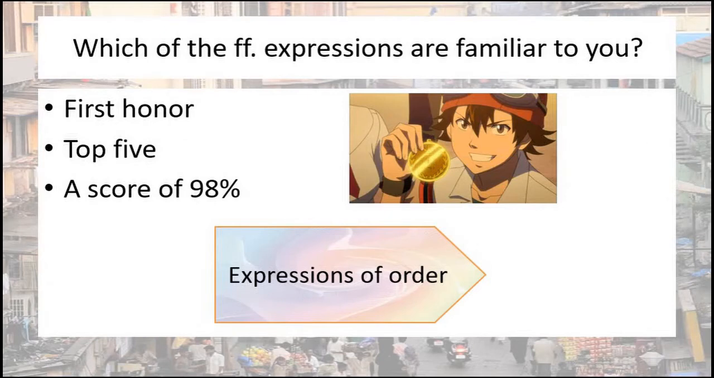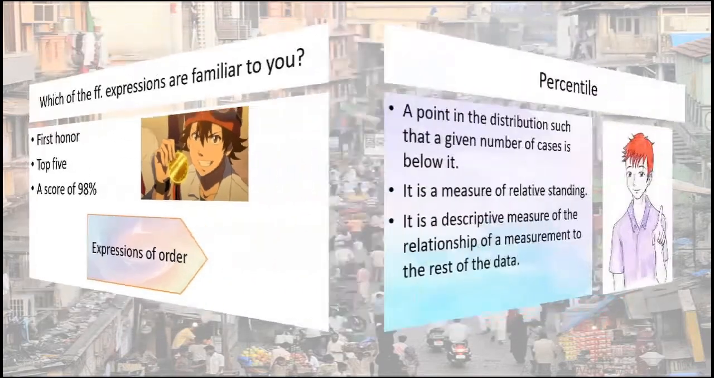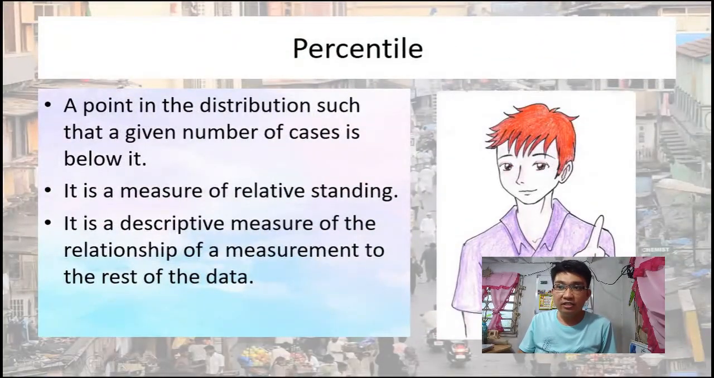Which of the following expressions are familiar to you? First honor, top 5, a score of 98%. These are known as expressions of order. Percentile. It is a point in the distribution such that a given number of cases is below it. It is a measure of relative standing. It is a descriptive measure of the relationship of a measurement to the rest of the data.